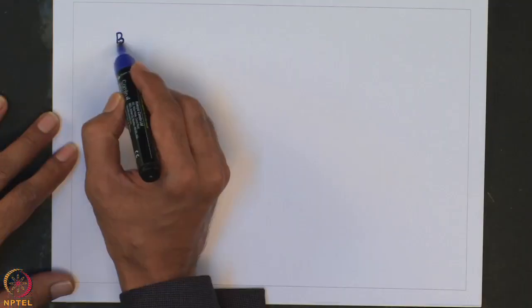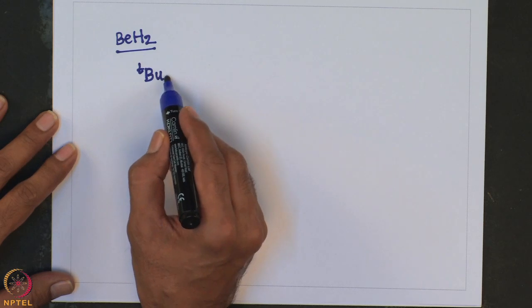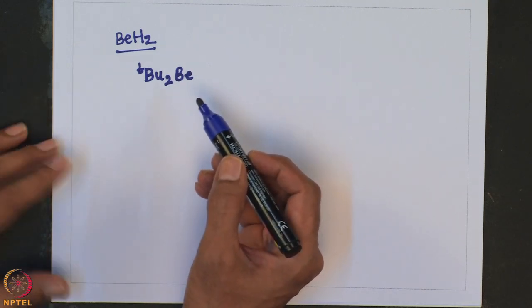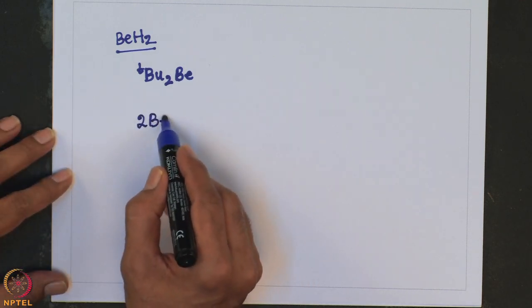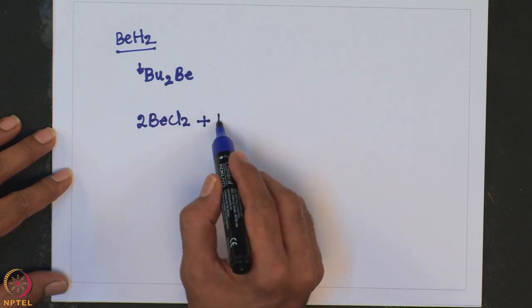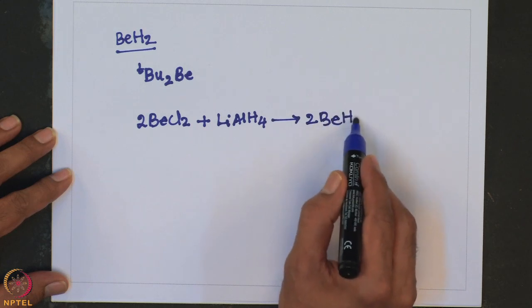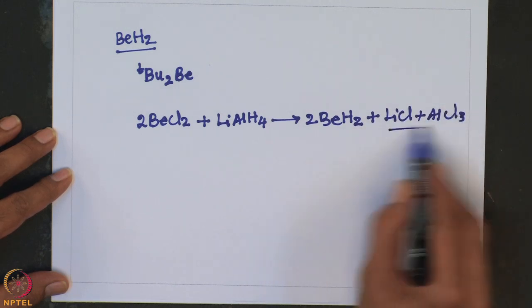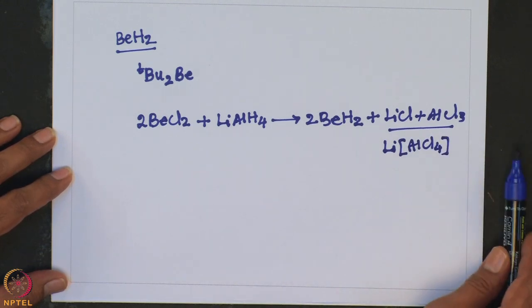So, in order to prepare beryllium hydride, one should use this organometallic compound such as bis tertiobutyl beryllium. And of course, one can also prepare it starting from beryllium chloride, treating that one with a reducing agent such as lithium aluminum hydride. So, beryllium chloride on treatment with lithium aluminum hydride gives BeH2 plus LiCl plus AlCl3, or they should be conveniently written as LiAlCl4. Okay.